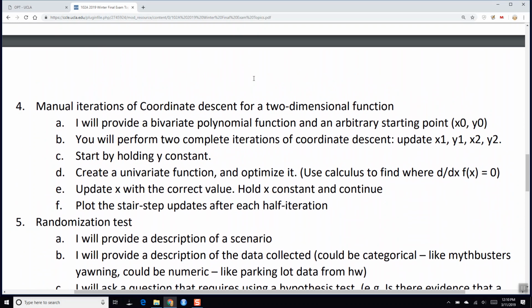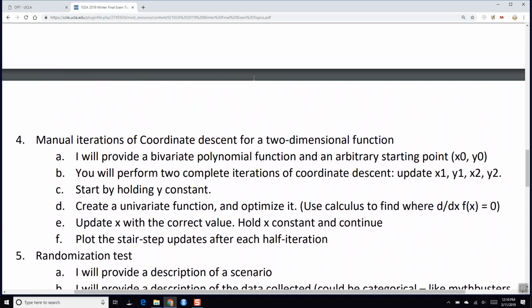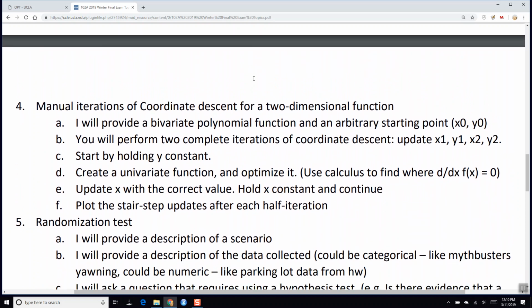Okay, and then you'll have manual iterations of coordinate descent for a two-dimensional function. This is very similar to what you did in homework 5. And this one, I will provide a bivariate polynomial function, okay? So nothing weirder than products of, you know, a polynomial, right? Two-dimensional polynomial thing. I'll give you a starting point, and you will complete 2 iterations manually. So you'll update x1, then update y1, x2, y2.